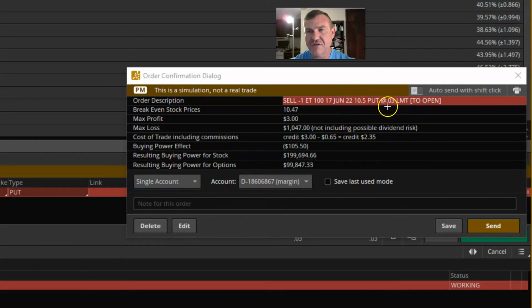And we're still, interestingly enough, at $3. Break even is $10.47. When I'm doing this particular strategy, I don't worry about that. My max profit, I realize, is $3, but it's $3 minus, of course, the commissions. Max loss would be the total amount that we paid for the stock, the buying power stuff again. So let's just send that to the market.